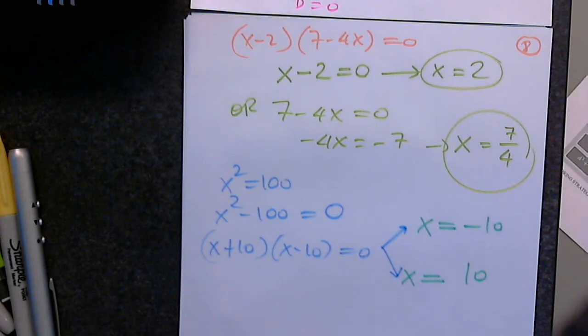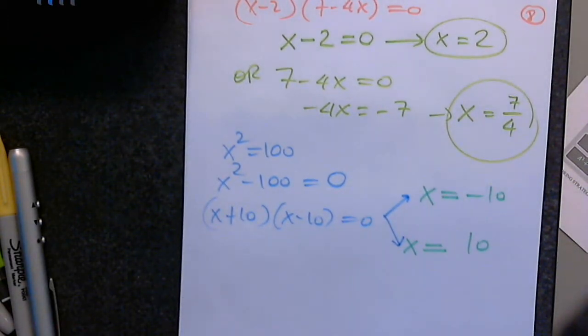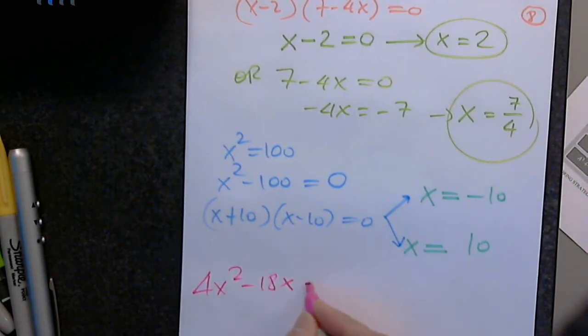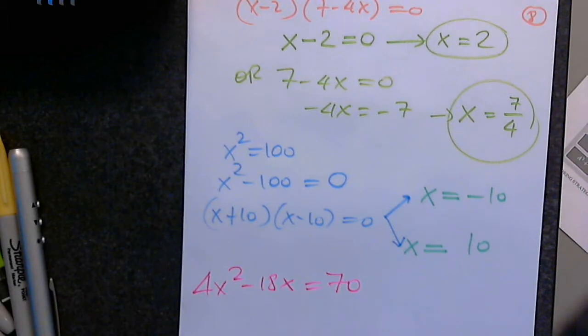We will get used to this. This is just the second example. Okay, 4x squared minus 18x equals 70. This is our new equation.